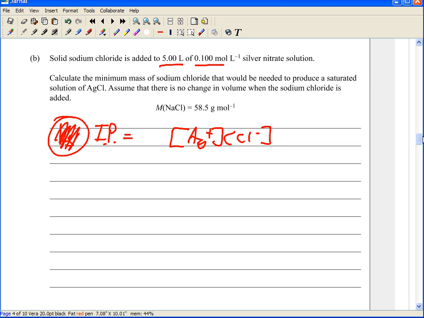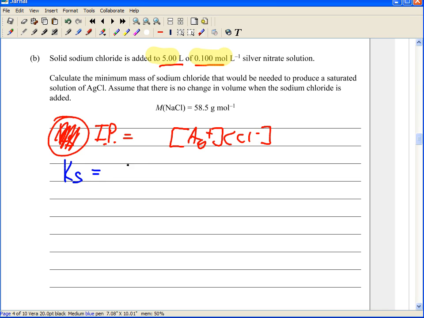Solid sodium chloride is added to 5 litres of water. The water has got this concentration of stuff in it. Okay, cool. Calculate the minimum mass. Okay, let's just not even worry about the 5 litres or anything like that first. First of all, we go through and we are going to do the Ks thing.